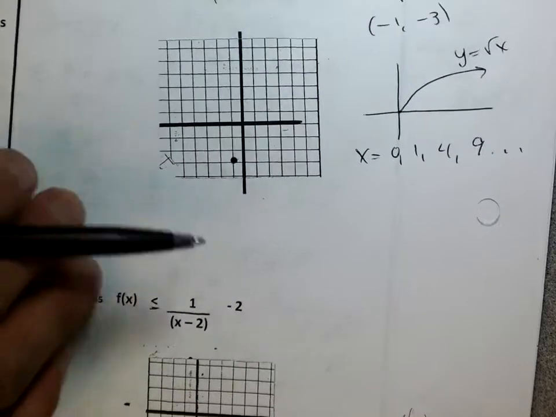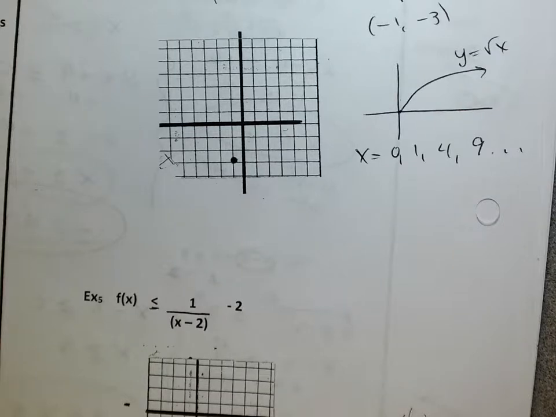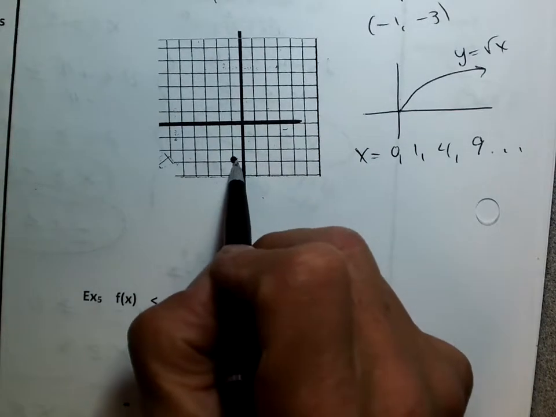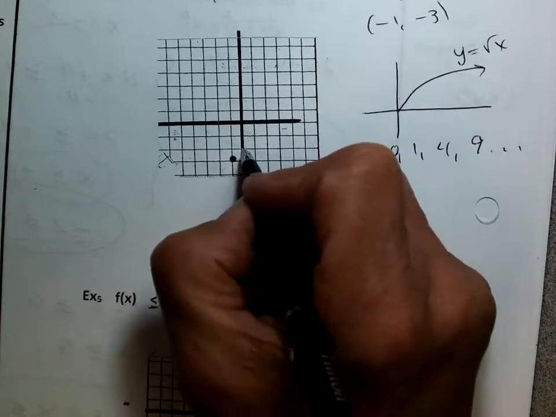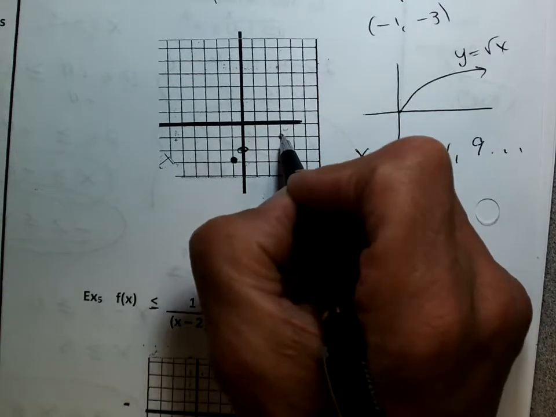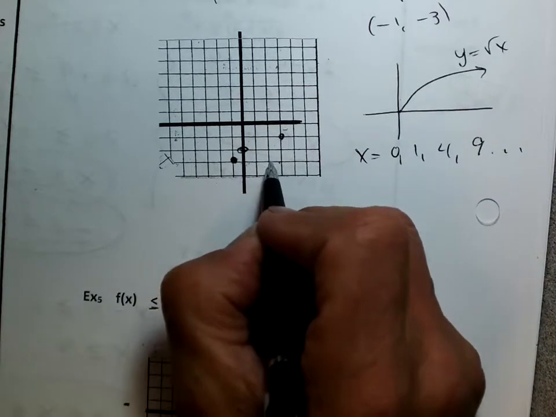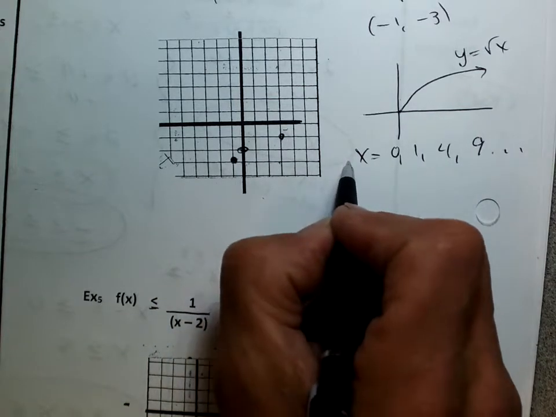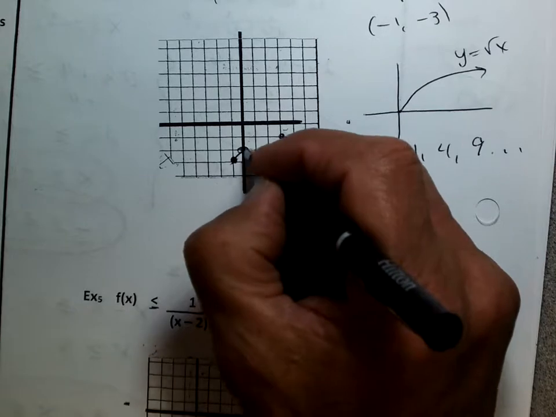We use those values for x because we can take the square root of 0, square root of 1, square root of 4, and square root of 9. So from here, if I go over 1, the square root of 1 is 1. If I go over 1, 2, 3, 4, the square root of 4 is 2. And if I go over 9, it's 3. So my graph should look like this.